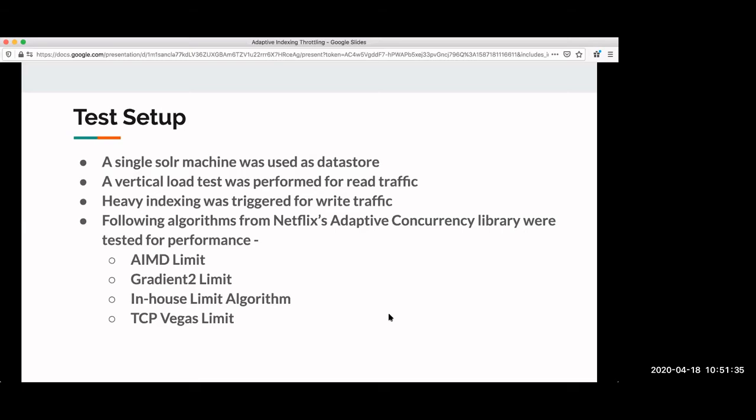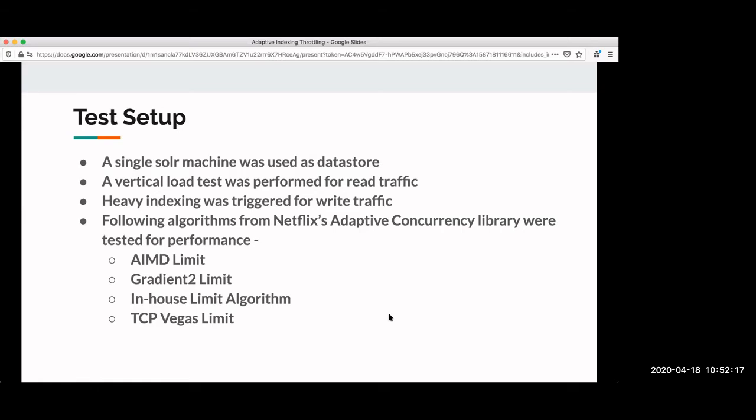That is what we are trying to emulate here. We created a load test for read, and similarly a load test for write, on a single Solr machine. Then we compared these four algorithms. Three of them come out of the Netflix adaptive concurrency library. The third one you see, the in-house limit algorithm, is something we came up with and developed in-house. It uses simple mathematical functions and empirical values, so it is a very simple approach to solving this, while the other three are more sophisticated algorithms taken from the Netflix adaptive concurrency library.